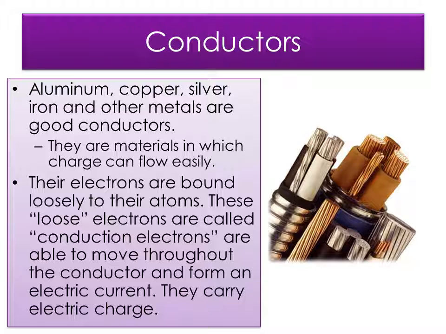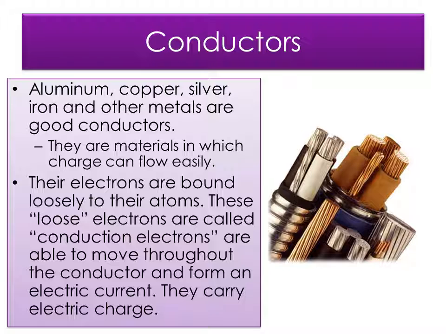Now remember back from the first section, the diagram of an atom: protons and neutrons in the center, electrons circling around. For metals, their electrons circle around the atom, but they're pretty loose. They can separate from the atom pretty easily, so metals don't hold on to their electrons very tightly. We say these loose electrons are called conduction electrons, and they're able to move throughout the conductor and form an electric current. They carry an electric charge.